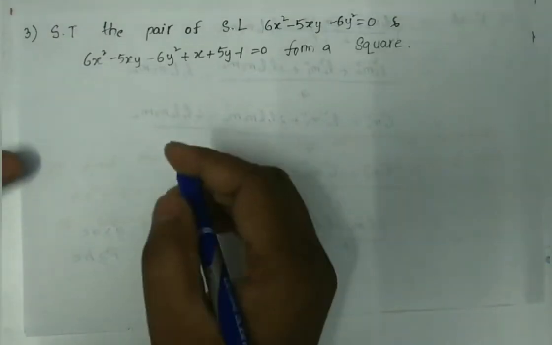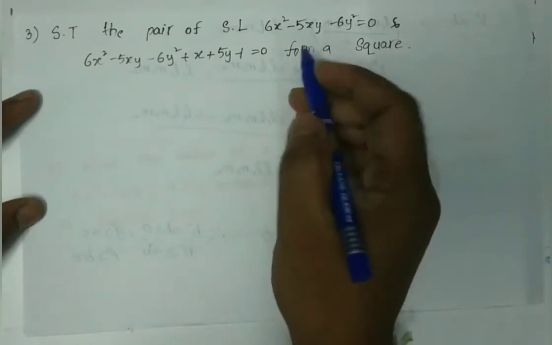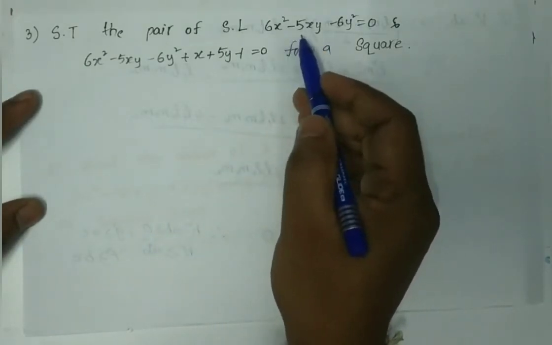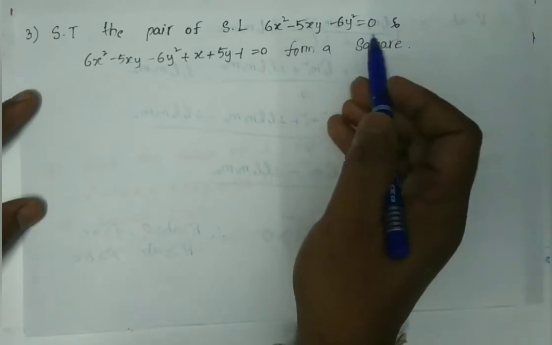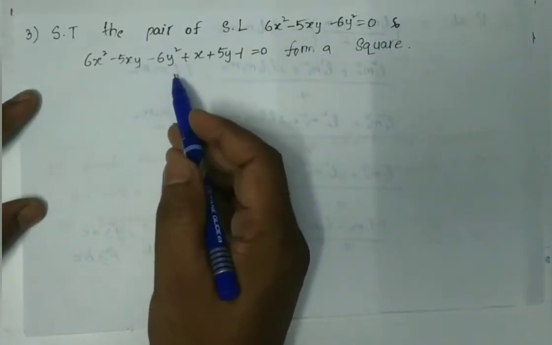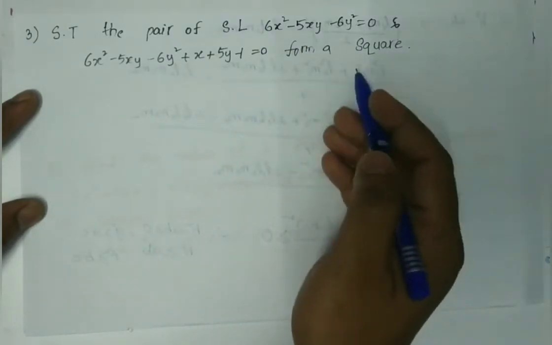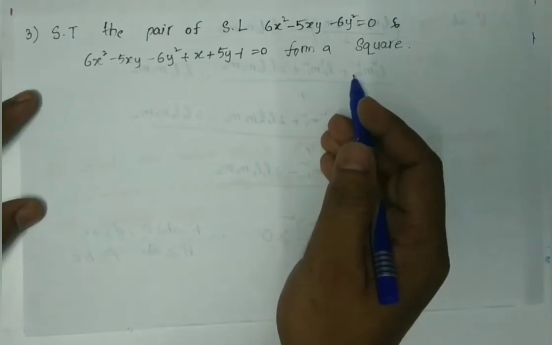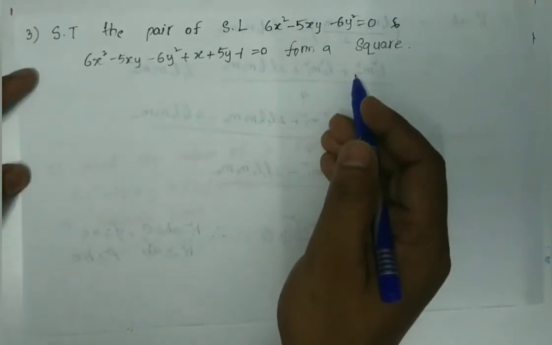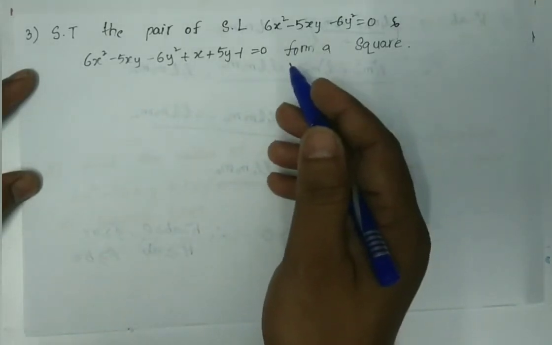Next, let us see the third problem. Show that the pair of straight lines 6x square minus 5xy minus 6y square is equal to 0 and 6x square minus 5xy minus 6y square plus x plus 5y minus 1 is equal to 0 form a square. Now let us see how to show that these pair of straight lines form a square.